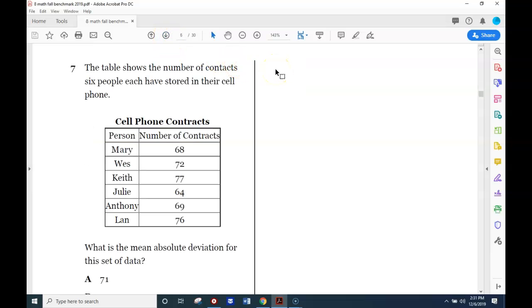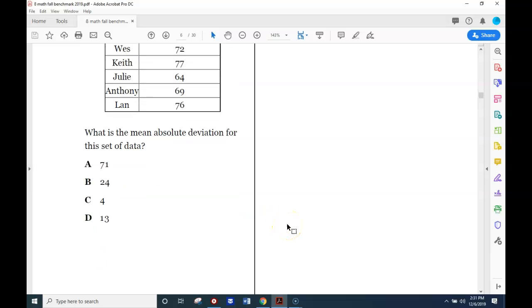Number 7. The table shows the number of contacts 6 people each have stored in their cell phone. Cell phone contacts: person, Mary, Wes, Keith, Julie, Anthony, Lan. Number of contacts: 68, 72, 77, 64, 69, 76. What is the mean absolute deviation for this set of data? A. 71, B. 24, C. 4, D. 13.